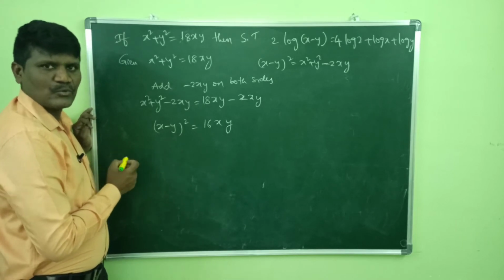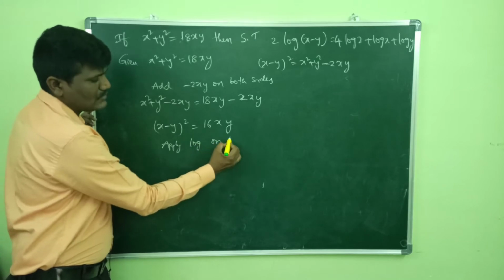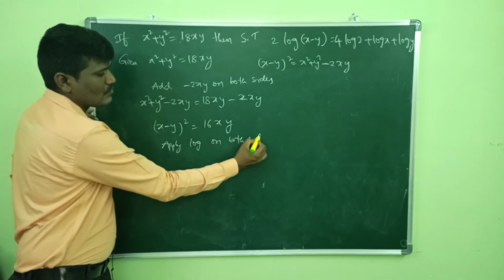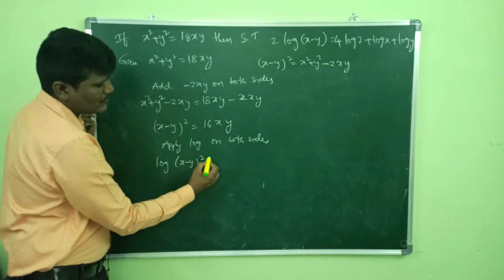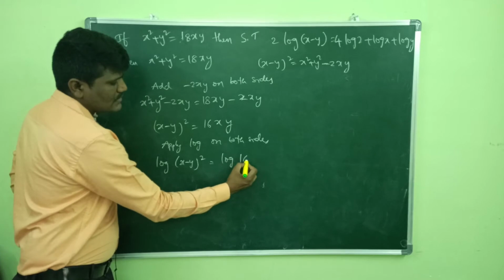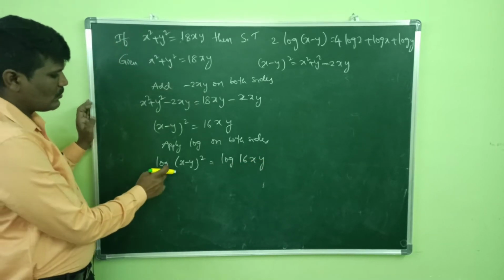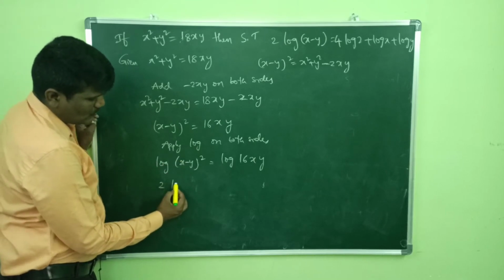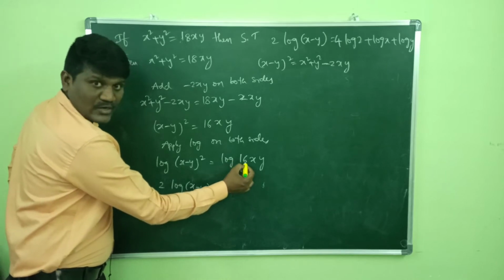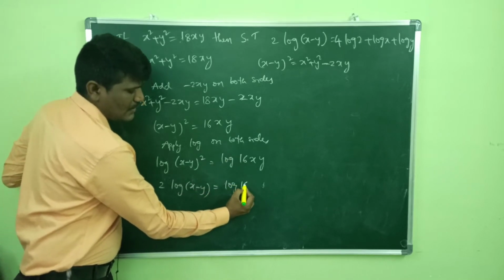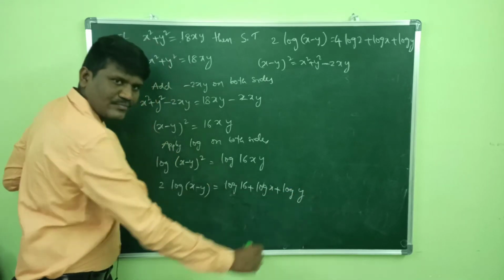Applying log on both sides. So it will become log of x minus y whole square is equal to log 16xy. Now use the power rule and product rule. By using the power rule, it will become 2 log x minus y is equal to, by the product rule, log 16 plus log x plus log y.